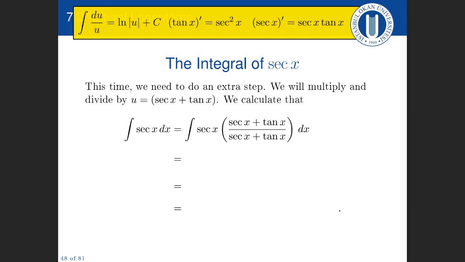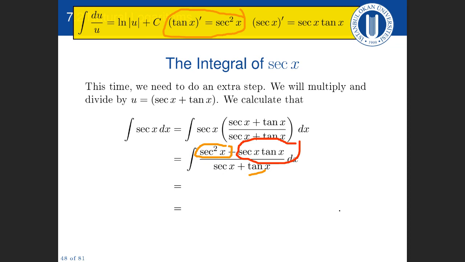Okay, so let's do that. We're going to start with the integral of sec x dx, and we're going to multiply and divide by sec x plus tan x. Or think of it another way, that's sec squared plus sec tan divided by sec plus tan. Sec squared, that's the derivative of tan. I have a tan on the bottom. Sec tan is the derivative of sec, and I have a sec on the bottom. So that's why it's going to work.